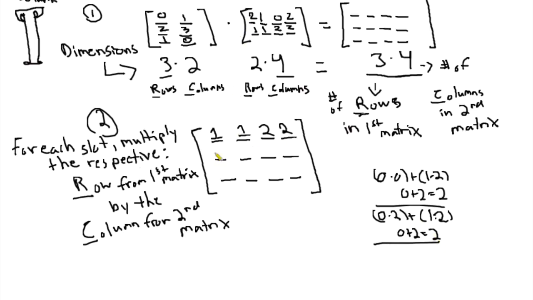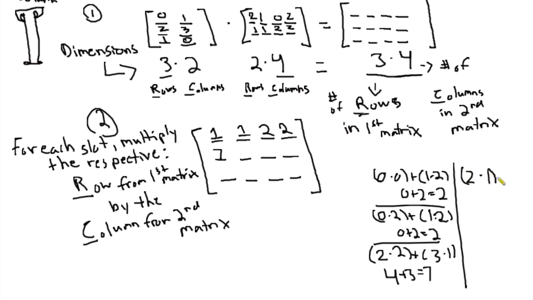All right, let's keep working. Second row here times the first column in our second matrix. So 2 times 2 plus 3 times 1. So this is the second row being multiplied by the first column. I think I said that incorrectly the first time. So 4 plus 3 equals 7. So this is 7. Okay, here we have the second row multiplied by the second column. So second row, second column, 2 times 1 plus 3 times 1. And we're going to get 2 plus 3 equals 5.